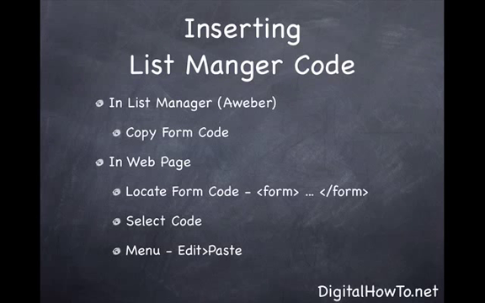All I need to do is copy that form code from the Aweber interface, switch back to my HTML editor, and locate the actual code that says form inside of the web page in the source view. I then need to select that code and simply do a paste from the edit menu, and that will overwrite the form code that's in the web page with my list manager code.